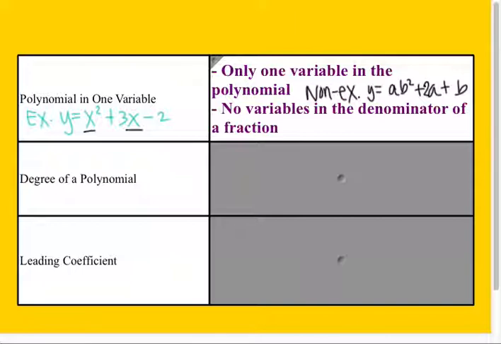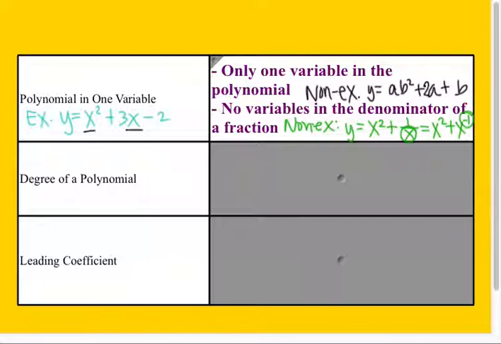No variables in the denominator of a fraction. So essentially, you cannot have negative exponents or variables in the denominator. So once again, here's a non-example. y is equal to x squared plus 1 over x. This is not an example because there is a variable in the denominator. If I could rewrite this using our rules, this could also be written as x to the negative 1, so you can't have negative exponents. So that means there's a variable in the denominator.